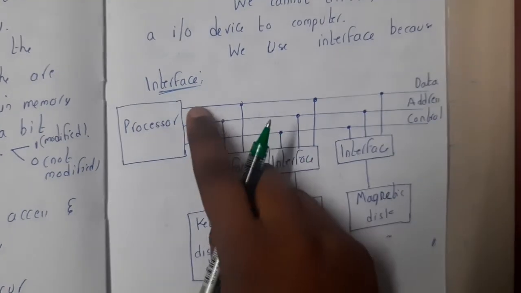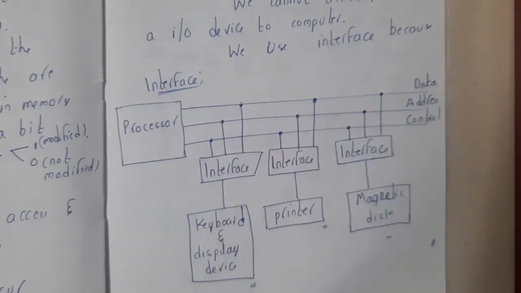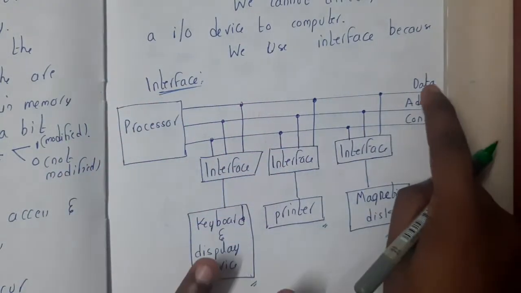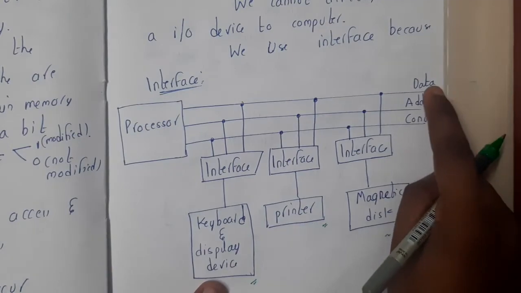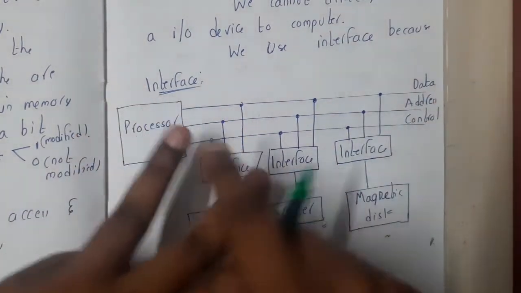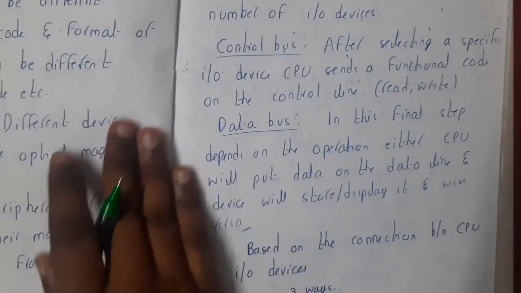And whenever we are having lines, we are having three different kinds of lines, guys. These are called control lines. So data, address and control. Those are the three different lines, in simple words.